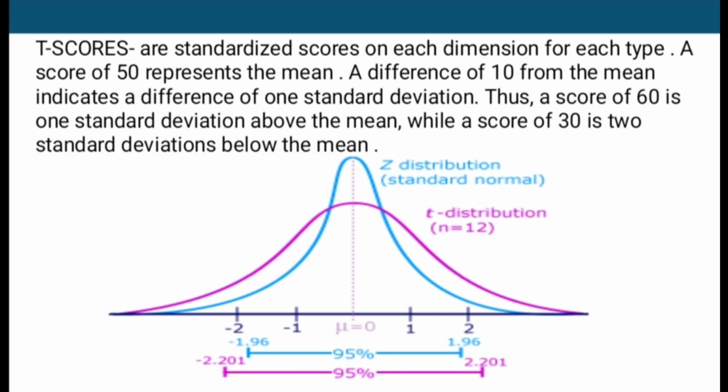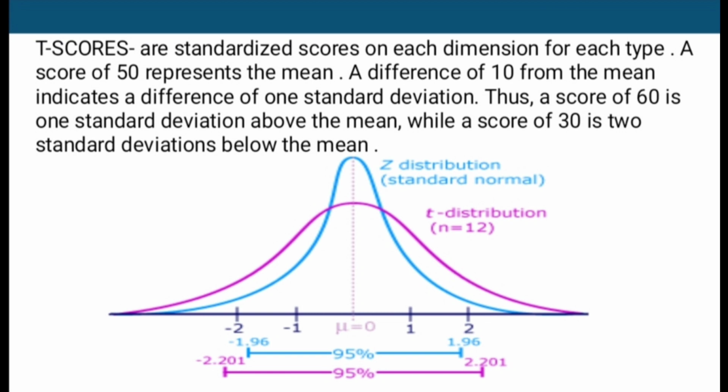T-scores are standardized scores on each dimension for each type. A score of 50 represents the mean. A difference of 10 from the mean indicates a difference of one standard deviation. Thus, a score of 60 is one standard deviation above the mean, while a score of 30 is two standard deviations below the mean.